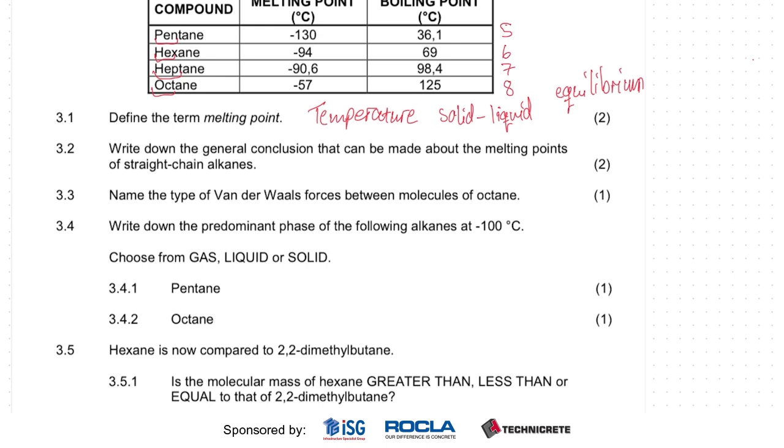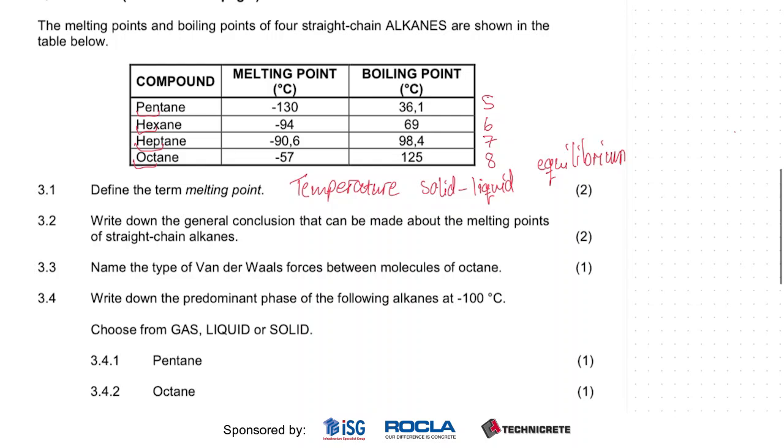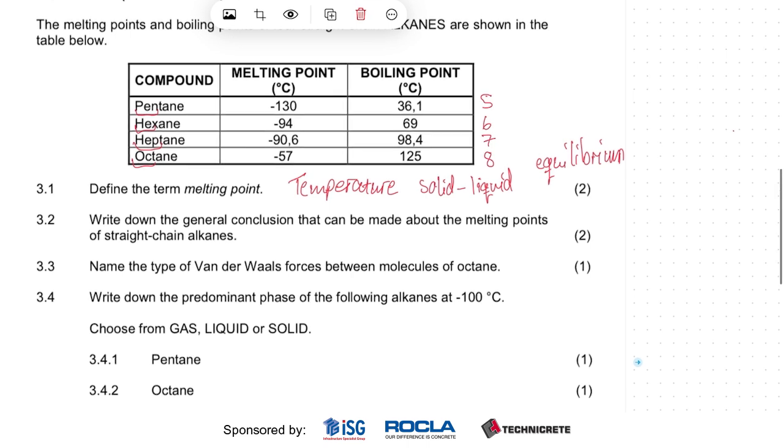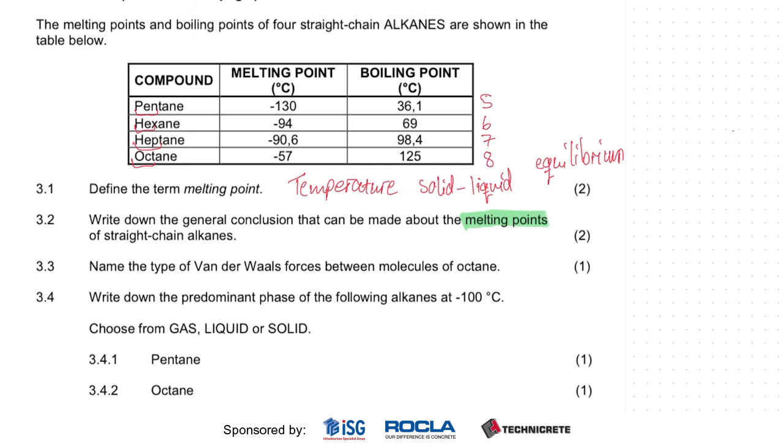Okay, question 3.2. Write down the general conclusion that can be made about the melting points of straight chain alkanes. Okay, so let's come back to our data here and let's see what we can see. For now we're just considering melting points. Okay, we're not going to worry about boiling point for now.